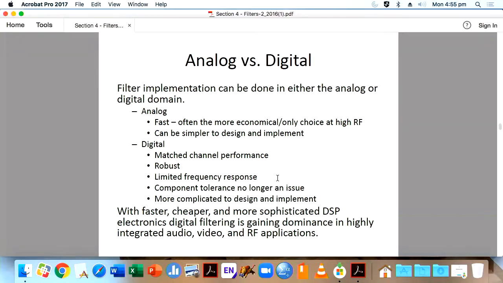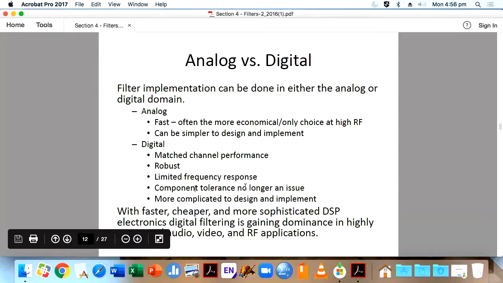Filter implementation can be done in either the analog or digital domain. Analog is fast, you can make it very fast. Often the more economical choice at high RF frequencies, especially at RF frequencies, nobody will use a digital filter, but analog can be simpler to design and implement. Filter design in the analog domain is not very difficult. Digital, matched channel performance is very robust, but the problem is the limited frequency response. In the analog you can have very high frequency, fast, but then it has some limitation with component tolerance. In digital, component tolerance is no longer an issue.